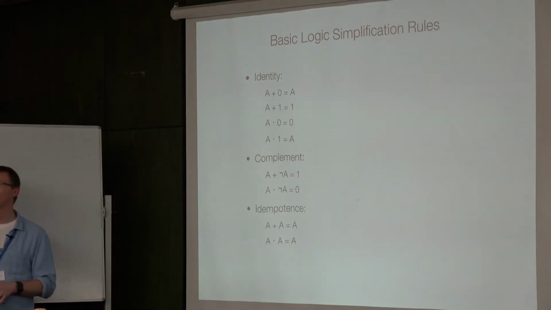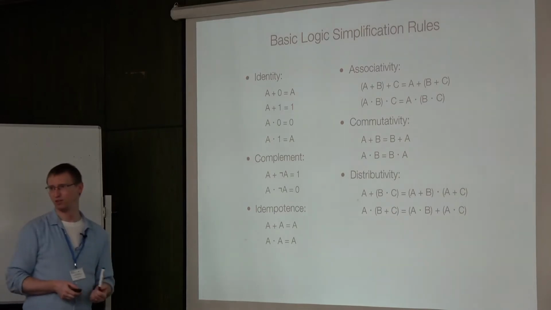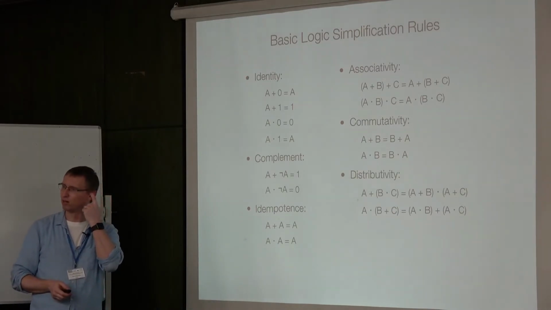Then we have something called idempotence, which says that A plus A is A times A is just A. Then in Boolean algebra, we have the standard associativity we know from the classical algebra. We have commutativity, which means if we have here A times B, it's just B times A. It's the same thing, logic-wise. And we have distributivity, as we are used to. Well, maybe not that much, right?